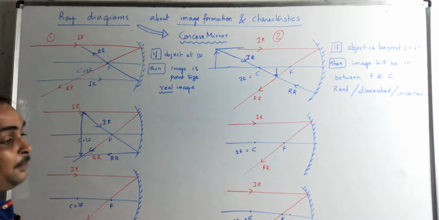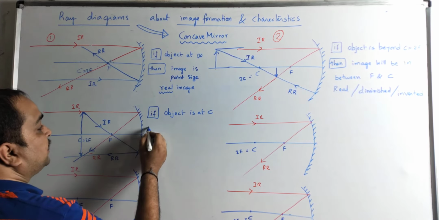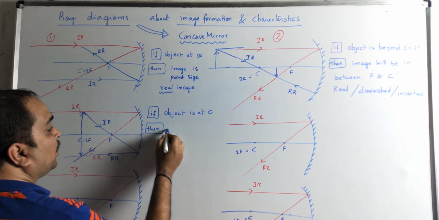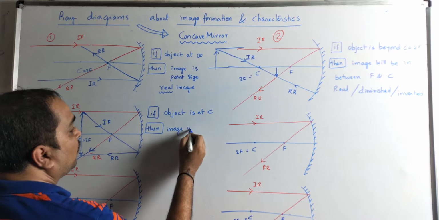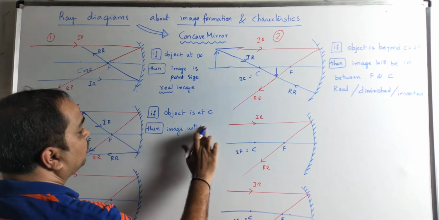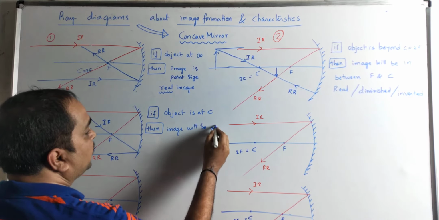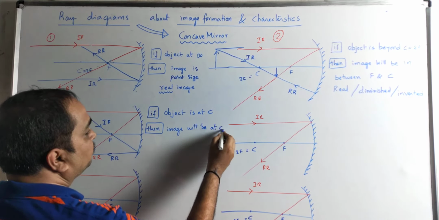So now, if the object is at C, center of curvature, that is equal to f distance, then the image will be at C. What are the characteristics? In the same way as what you have written here, you can write. Because reflected rays are meeting, that's a real image. It's not diminished, both are the same size. And moreover, inverted.